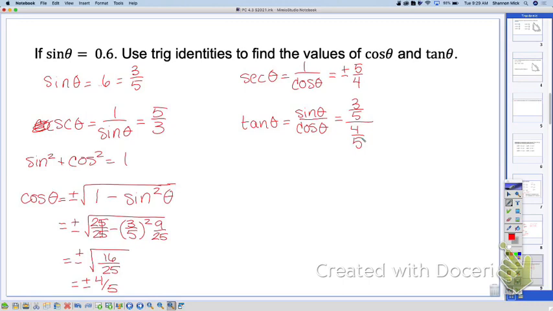So it's just going to be numerator over numerator, and it's 3/4. And it's plus or minus, but we don't know what quadrant it's in yet. So we just have to pay attention. Some of them will tell you, some of them will not.